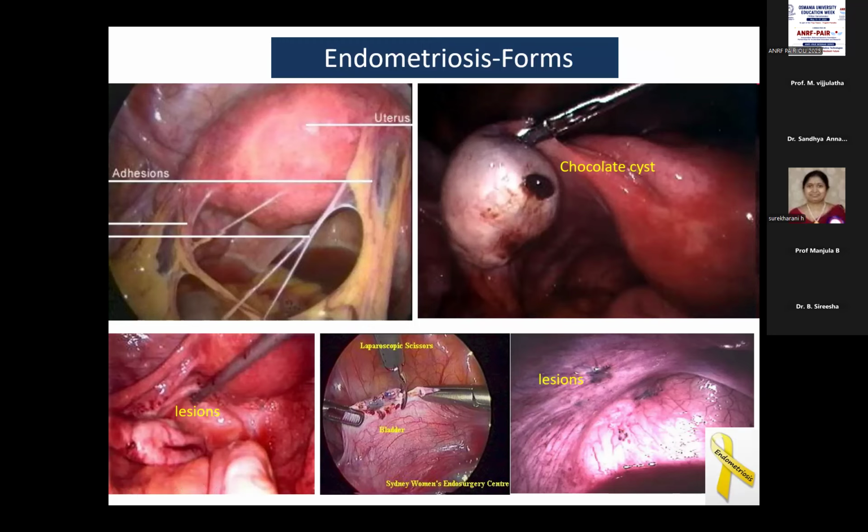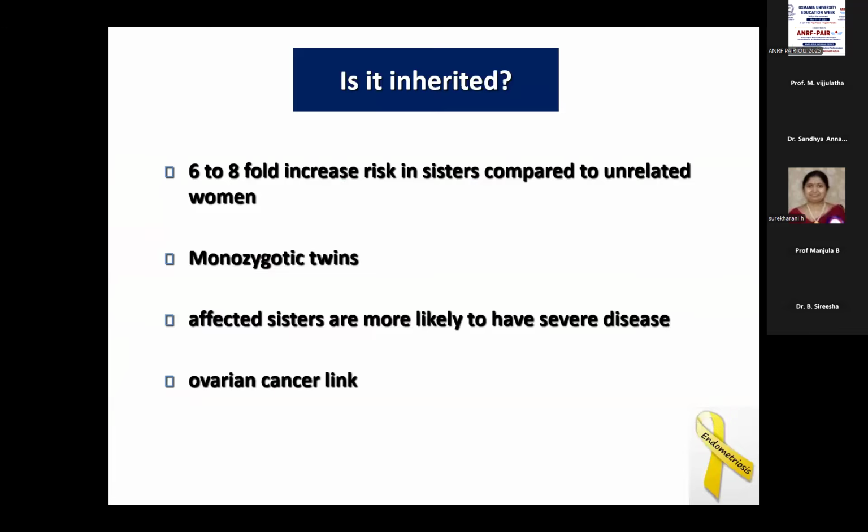So the major aspect of this particular disease is debilitating pain. It's a very painful disease, and pain during menstruation will be unbearable. It is inherited, because if one sister in the family is affected, the other sister also has a risk of developing the disease. It is known to be more prevalent in monozygotic twins, and affected sister pairs are more likely to have severe disease. And it even has an ovarian cancer link.